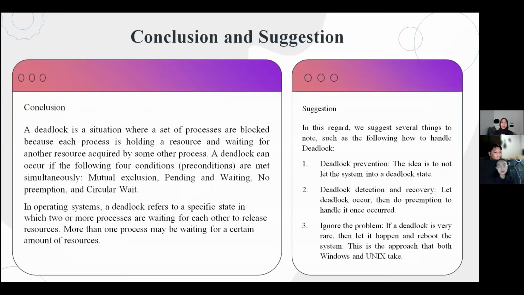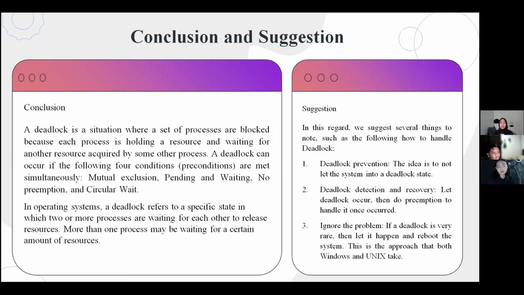A deadlock can occur if the following four conditions are met simultaneously: mutual exclusion, hold and wait, no preemption, and circular wait. In an operating system, a deadlock refers to a specific state in which two or more processes are waiting for each other to release resources. More than one process may be waiting for a certain amount of resources.